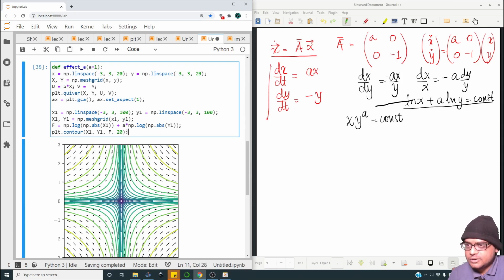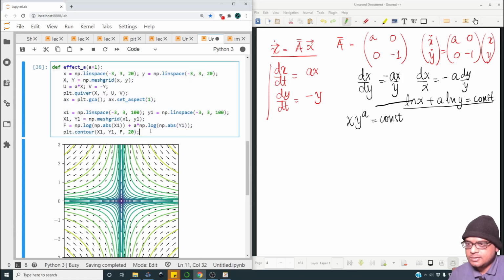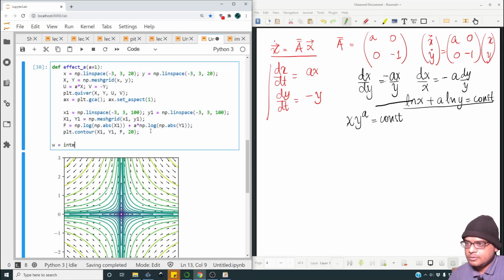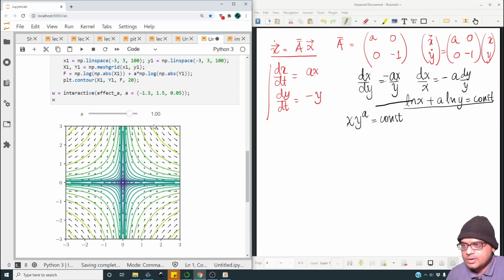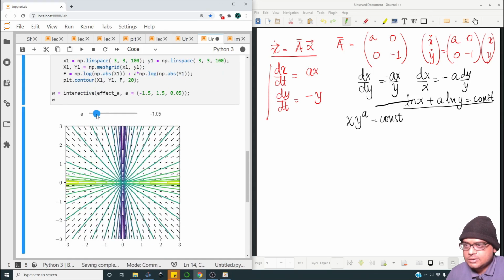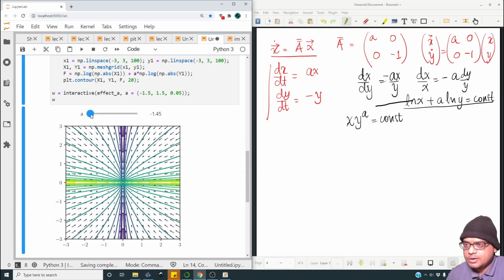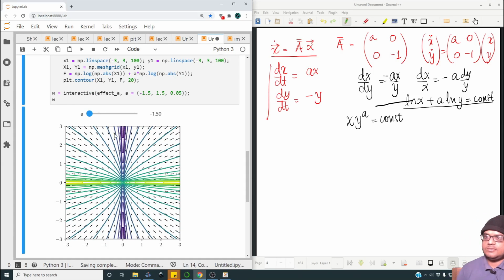Okay, we have to put everything over here inside the function. W equal to interactive effect of a. A will go from minus 1.5 to 1.5 in steps of 0.05. Then we have to display the widget as well. Okay, so let me go to a value of minus 1.5.